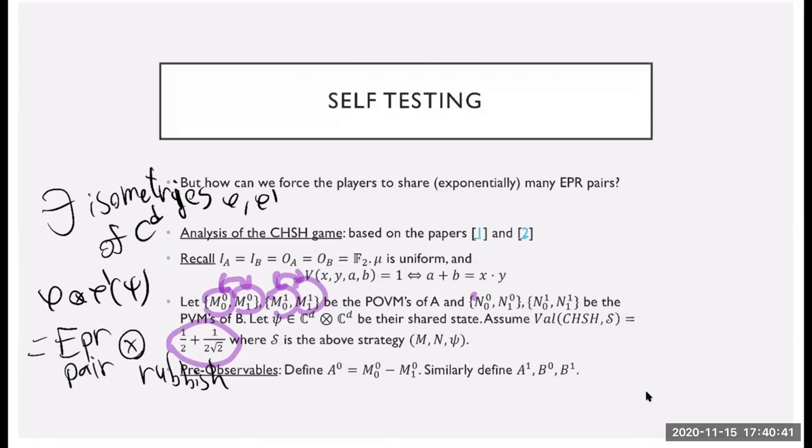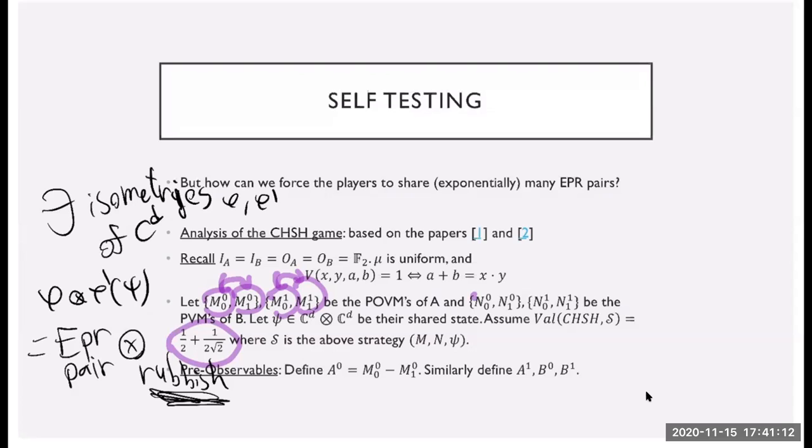So if you act with the same isometries on the matrices, we will see that the matrices only act, they do nothing to the rubbish part. They only act on the EPR pair. And in this sense, you checked that actually to win this game, you must share an EPR pair. Okay, so this is the kind of idea behind self-testing. Okay, great. So we know at least where we are going to.